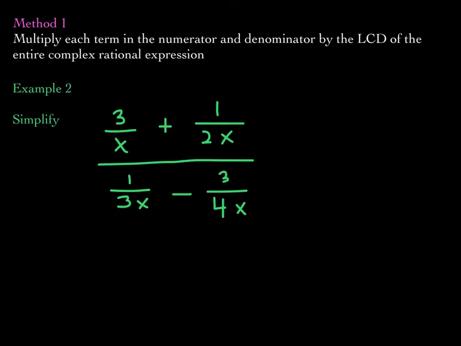In our next example, we have 3 over x plus 1 over 2x, all of that divided by 1 over 3x minus 3 over 4x. So we're going to use this method number one here. We're going to multiply every term in the numerator and denominator by the LCD. In this case, the LCD is 12x. So we're going to multiply by 1 of the form 12x over 12x.